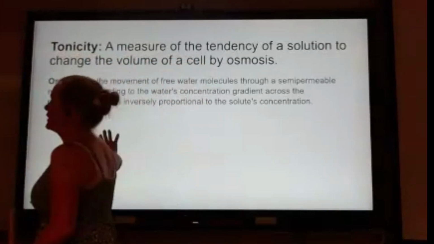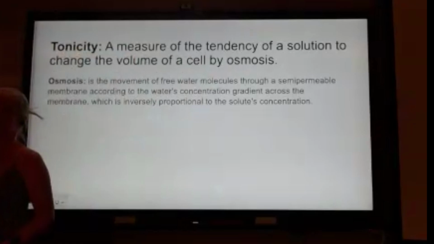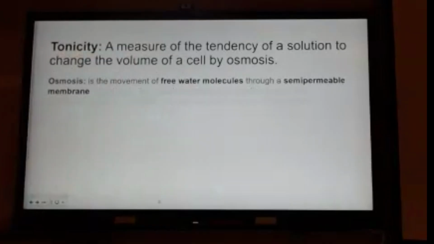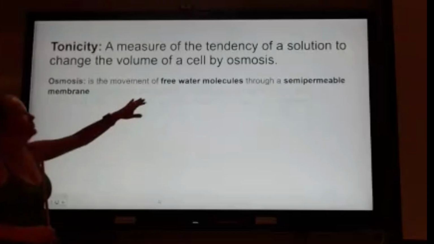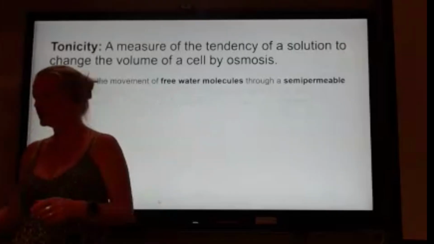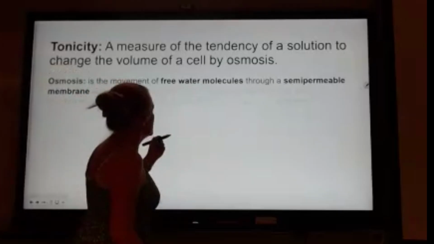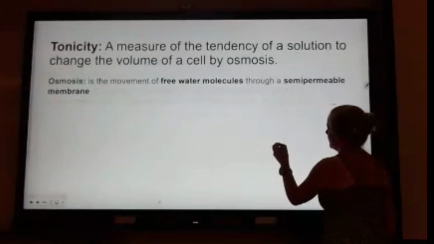So let's break this definition down. We'll look at those components because this is going to help us understand tonicity better. Okay, so osmosis. This is the movement of free water molecules. So when we're talking about osmosis, we're only talking about water molecules. Now what do we mean by free water molecules?